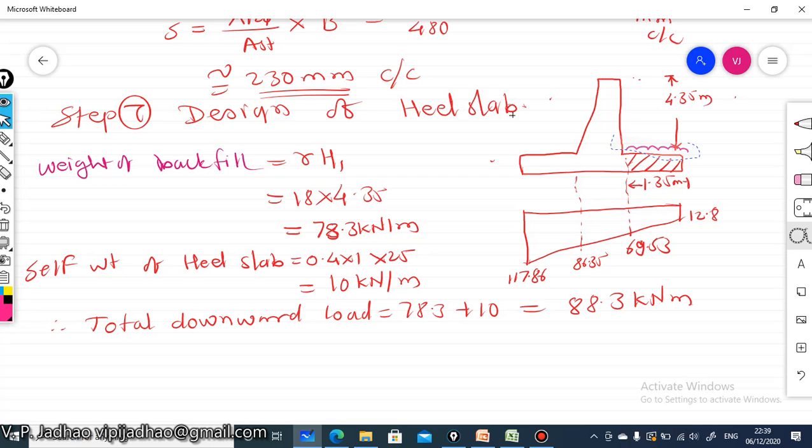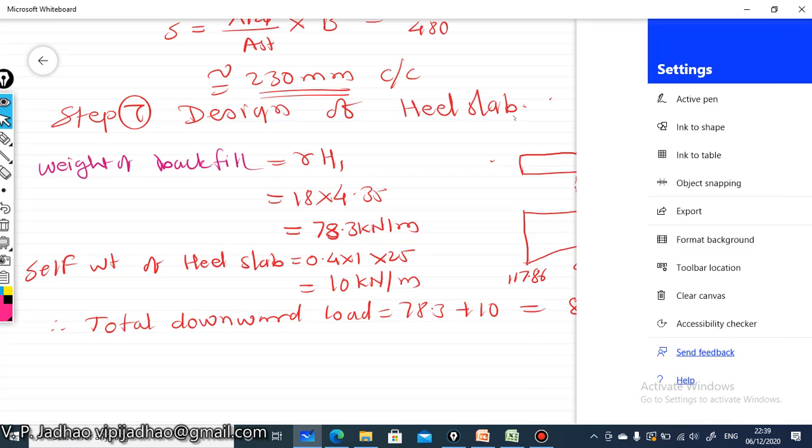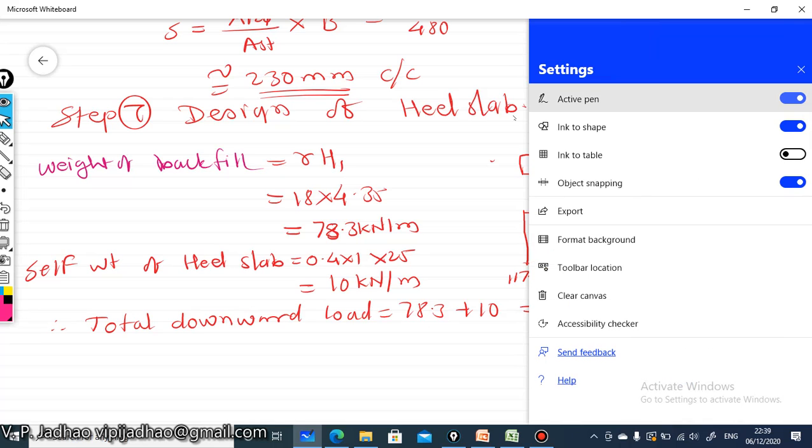So this particular value of this load is 88.3 kilonewton per meter. We can write here also, that is 88.3 kilonewton per meter. It will be creating some hogging bending moment like this, that is negative bending moment, whereas this upward soil pressure will be creating the sagging bending moment, that is positive bending moment. Therefore we have to calculate the bending moment produced due to upward soil pressure and this uniformly distributed load, which is acting on this particular heel slab.